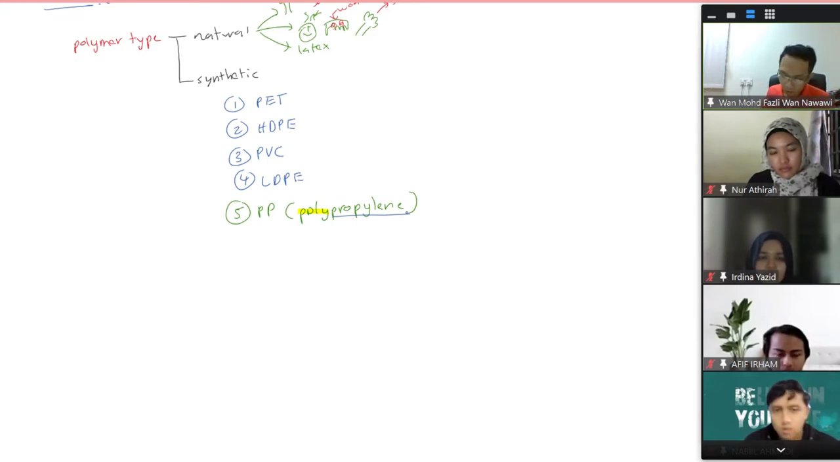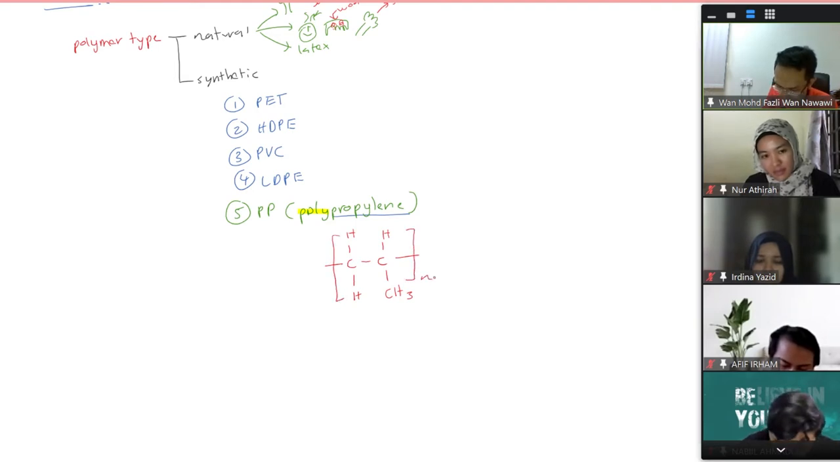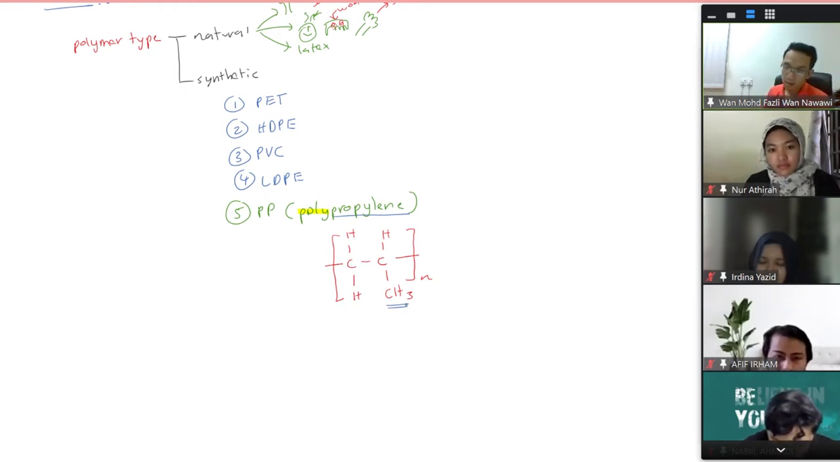propylene. The propylene has a structure like this. You have C, and then you have H, H here, and H here, and then you have this CH3 here, and then the bracket, and then you have n. So this is basically the monomer of polypropylene. You can see what makes the difference is this CH3 in the propylene structure. So this is the polypropylene monomer.